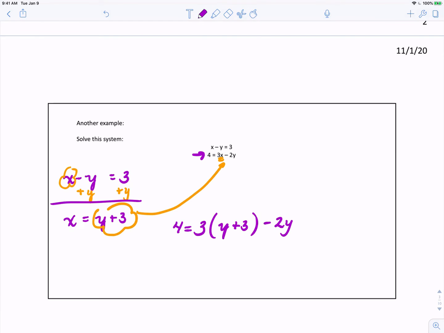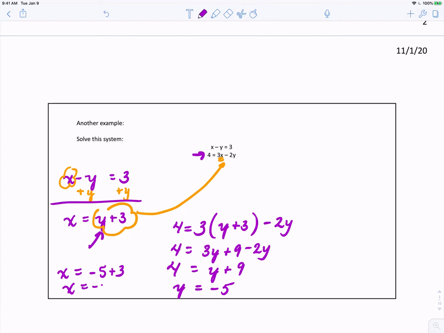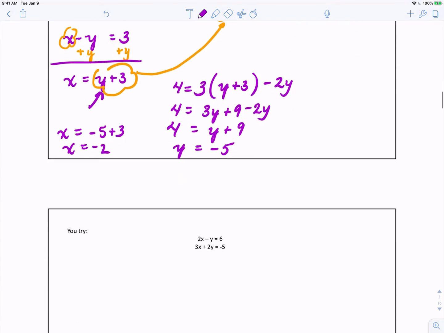This is an equation with one variable, which we can solve. 4 is equal to 3y plus 9 minus 2y. 4 is equal to y plus 9. Subtracting 9 from each side, we find out that y is equal to negative 5. Again, we can replace y with negative 5 anywhere we see it in an equation, but the easiest place would be right here. So x is equal to negative 5 plus 3. In other words, x is equal to negative 2. Were we to graph these lines, they would intersect at the point (negative 2, negative 5).